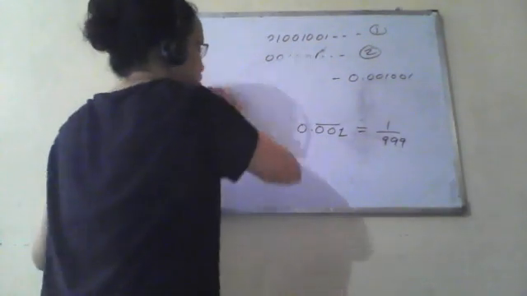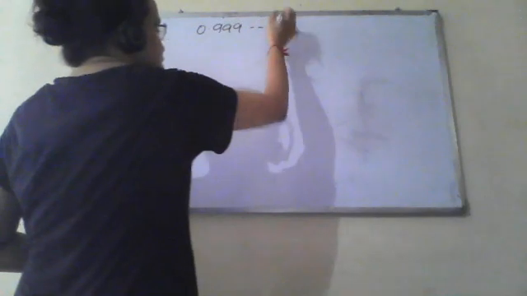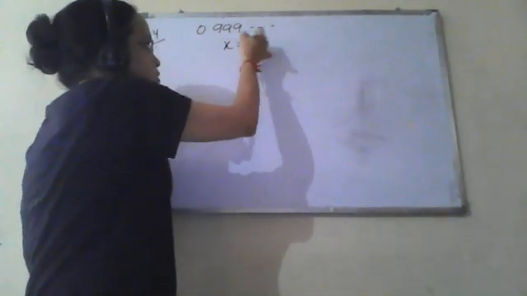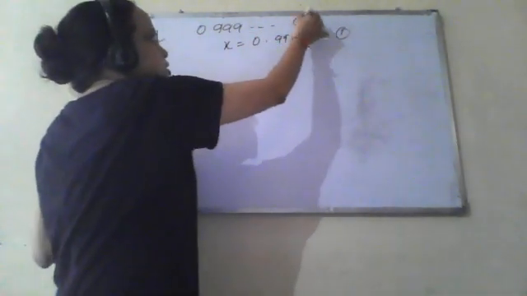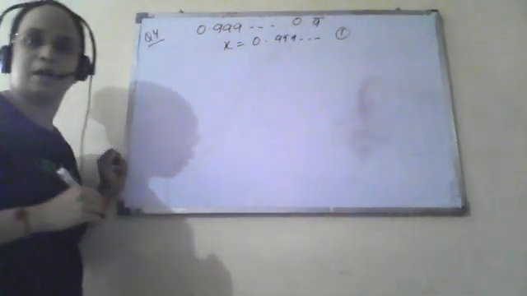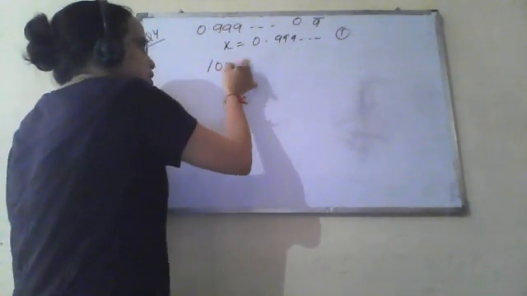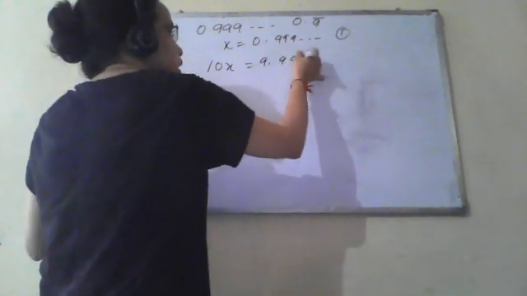Now, express 0.999 in the form of P upon Q. Are you surprised by the answer? This is question number 4. We just express this in the form of P upon Q. So we assume x equals 0.999. So this is equation 1. One digit is repeating, we can also rewrite it as 0.9 bar. So we have to multiply it by 10. It will be 9.999.